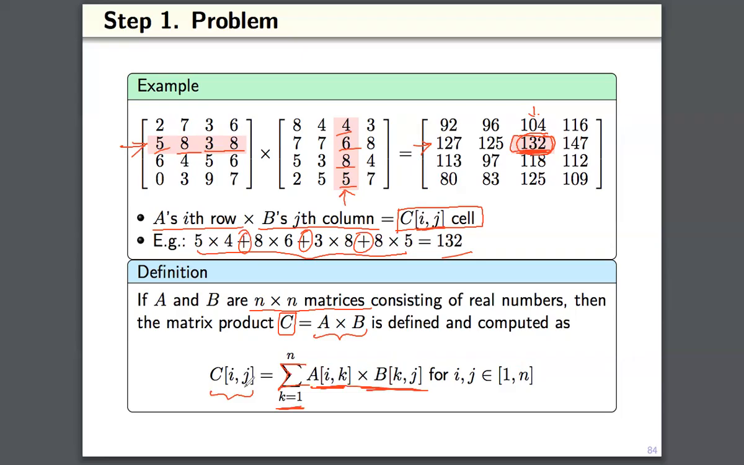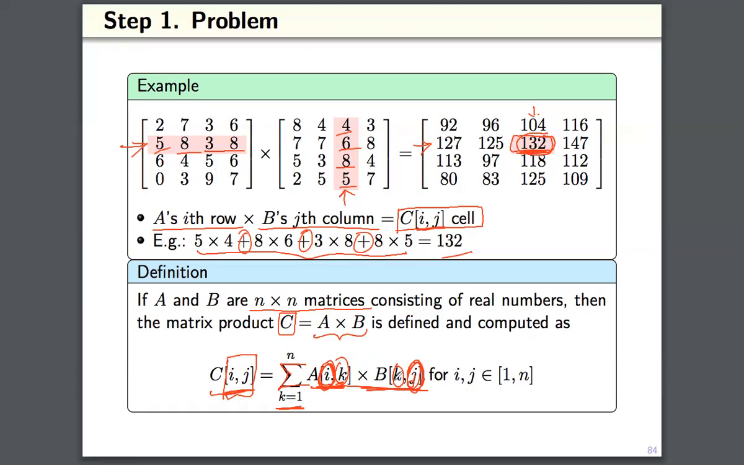Okay, now let's think about it. What are we doing? You are computing C of i, j. Take the ith row of A and the jth column of B. The ith row is (i, -), and the jth column of B is (-, j). And you do an element-wise multiplication, the first element of A with the first element of B in that row and column respectively, right?